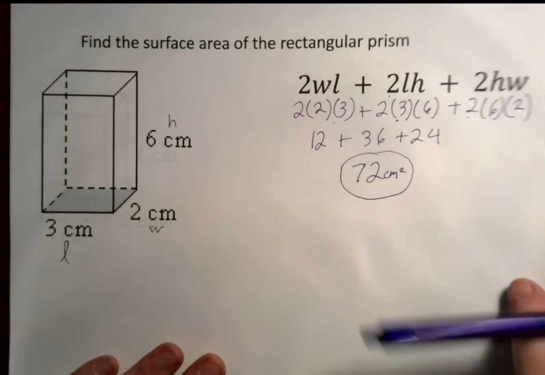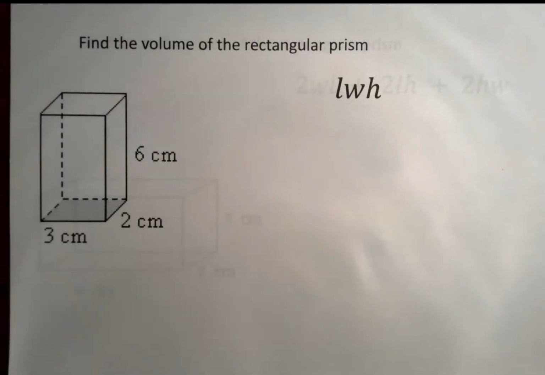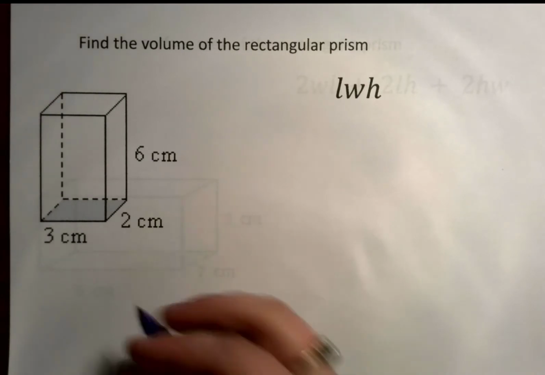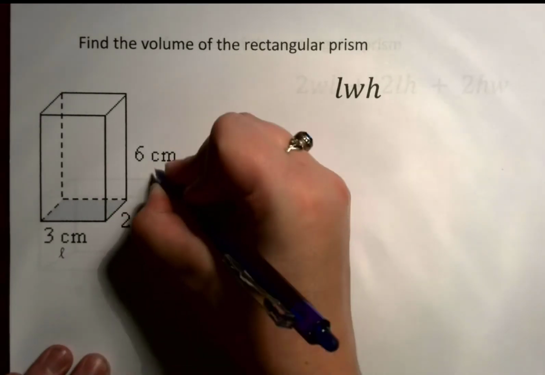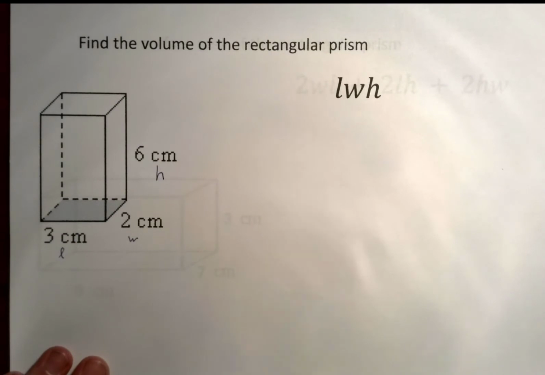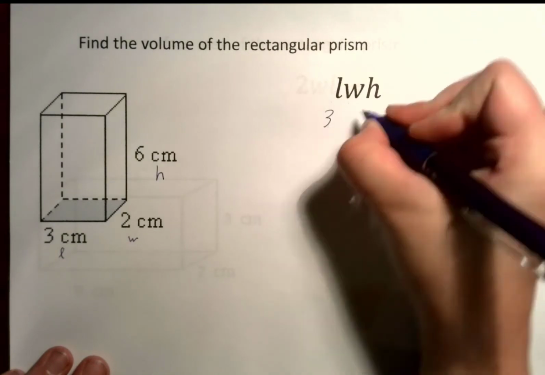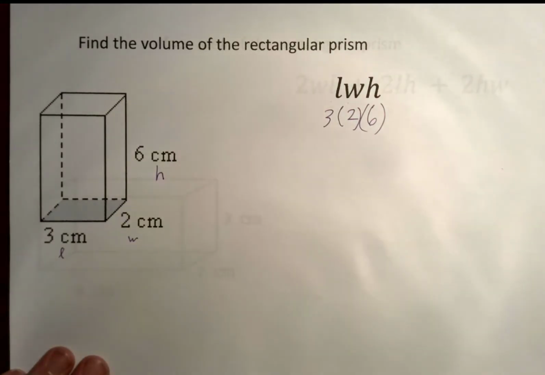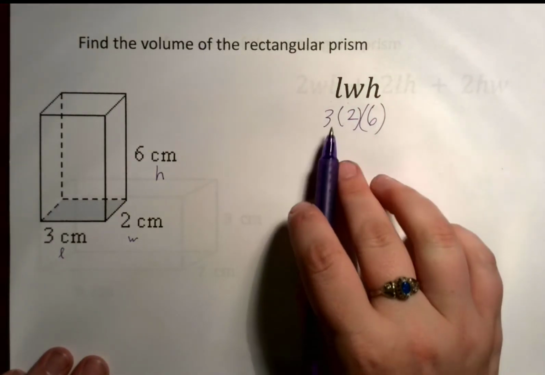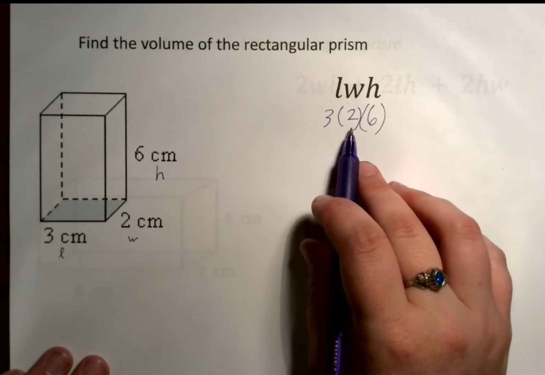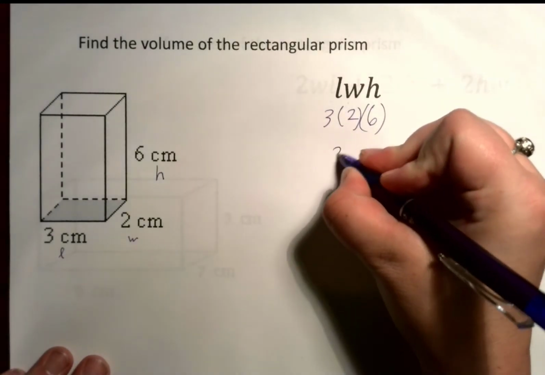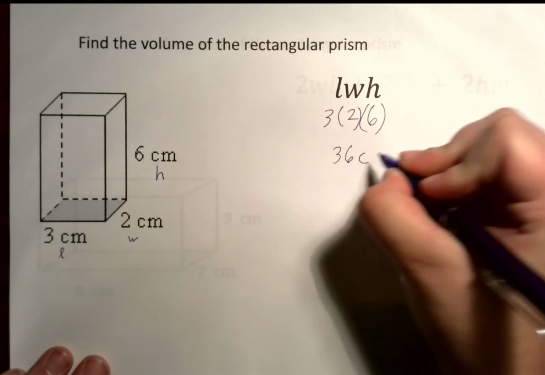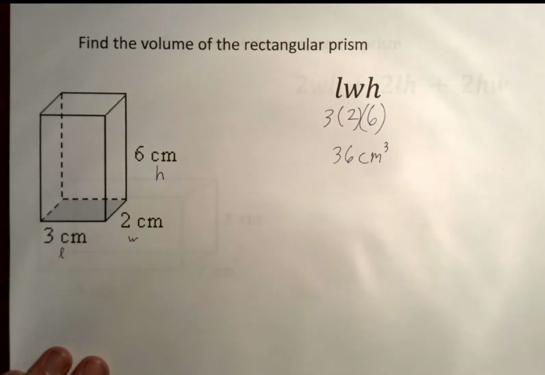All right, so let's look at the same rectangular prism and find the volume. So again, I have my length, my width, and my height. We're just going to do length times width times height. So we get 3 times 2 times 6. 3 times 2 is 6. 6 times 6 is 36. And this one is going to be centimeters cubed, because we got centimeters times centimeters times centimeters.